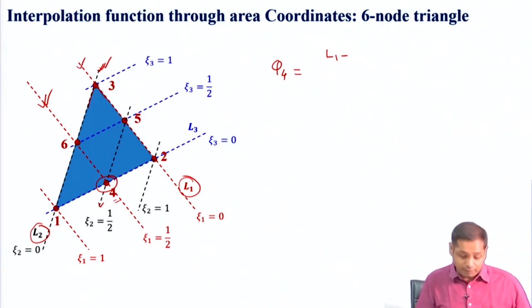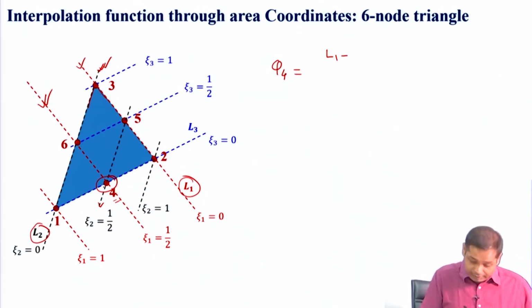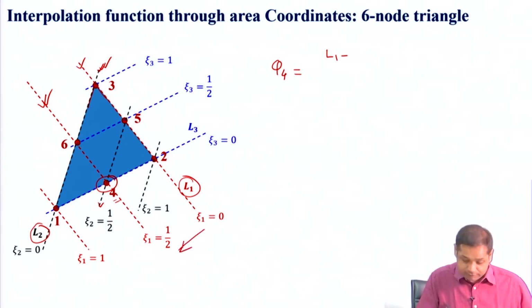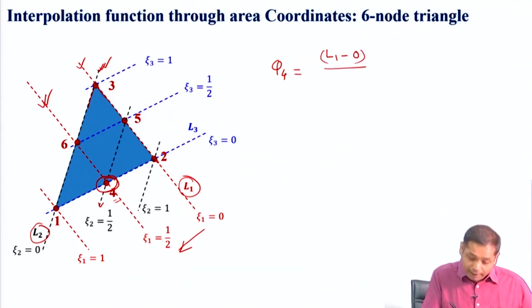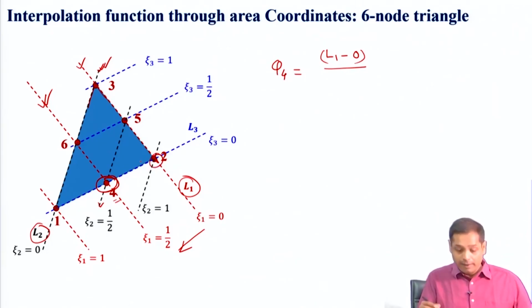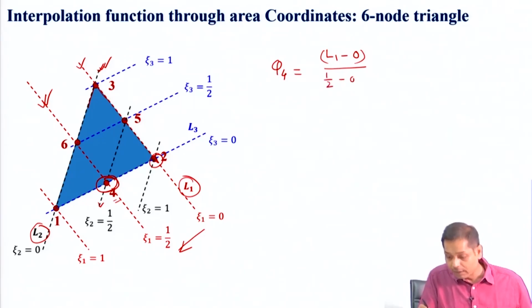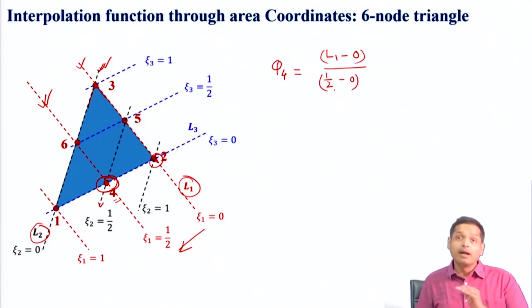Let us first take the information from L1. If we take the L1 direction, in this direction, the coordinate of this node is half, right? So the shape function will be L1 minus 0, divided by the coordinate of this node minus the coordinate of the origin of L1, which is half minus 0. This is the contribution from the L1 direction.